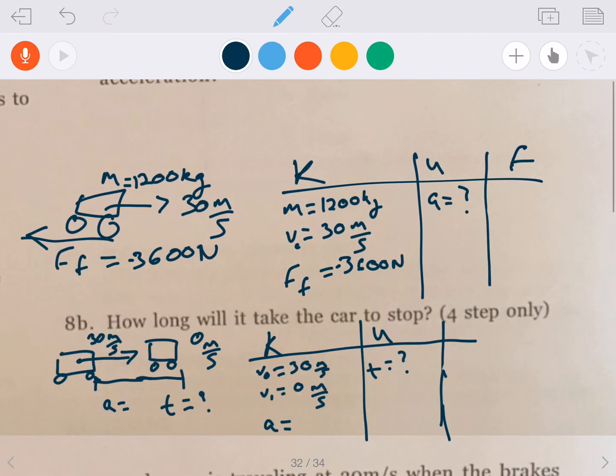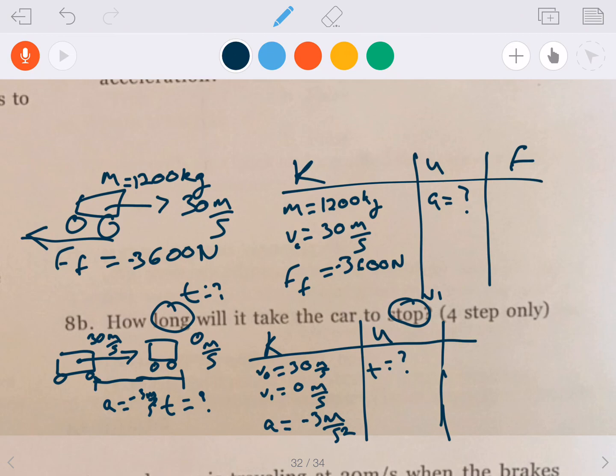Okay, so let's go to our problem. So how long, time, stop is V1. So I've redrawn the picture. I've got my car here. It's going 30 meters per second. It's accelerating at negative 3 meters per second squared. That's from the previous problem. Okay, and what's our time? So acceleration over here, I fill in my chart. And now I look for an equation.